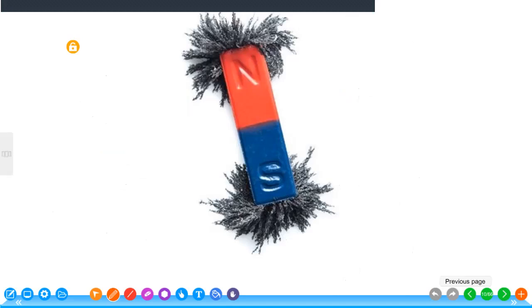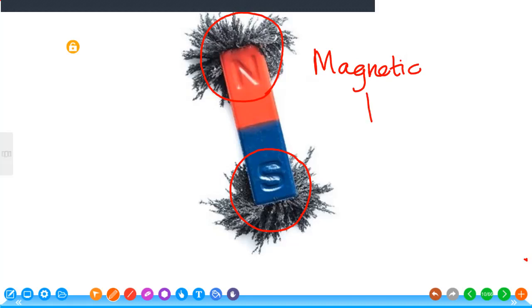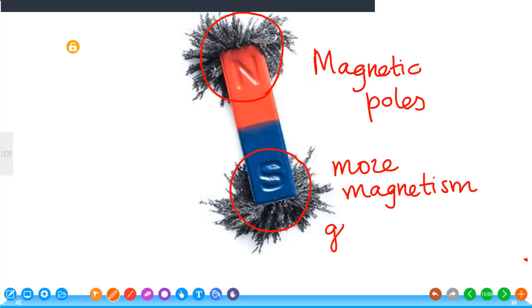When we consider any magnet, we know that more magnetism is concentrated in certain parts. Now, if you take a bar magnet, more magnetism is concentrated at the two ends. We call these magnetic poles. So, magnetic poles are the regions of a magnet where more magnetism gets concentrated. Right here we get more magnetism.